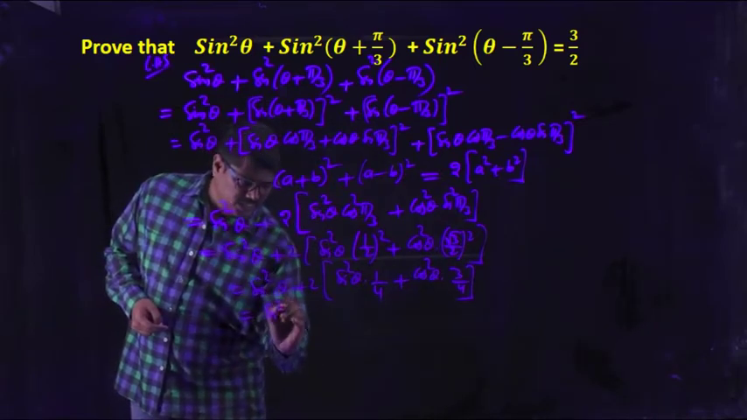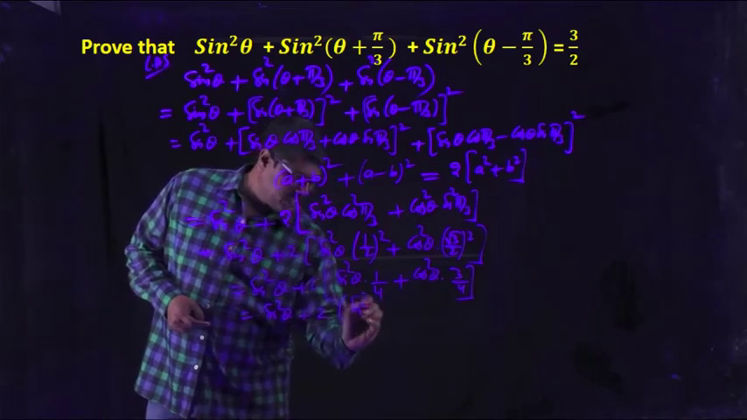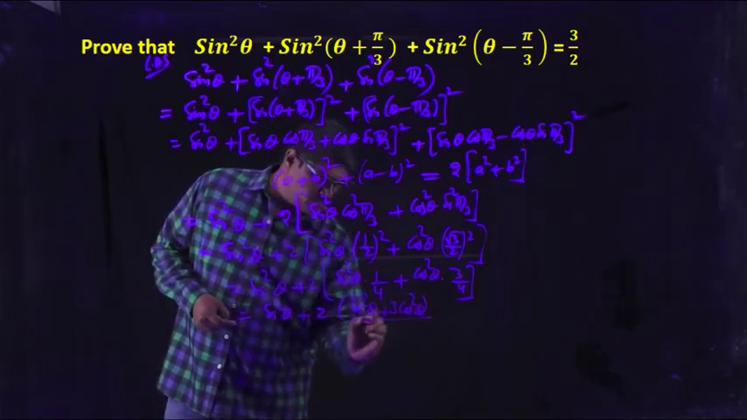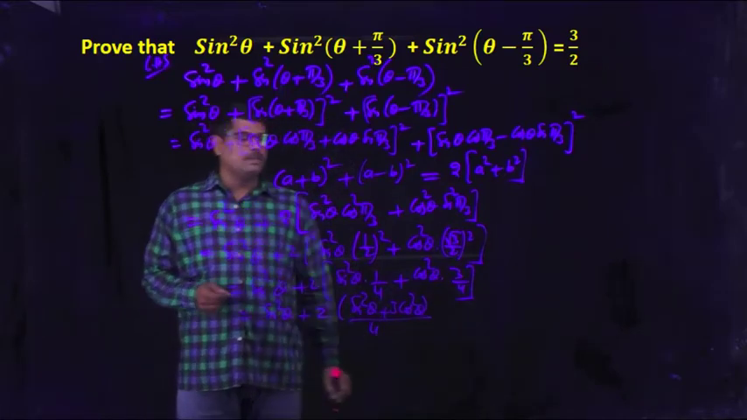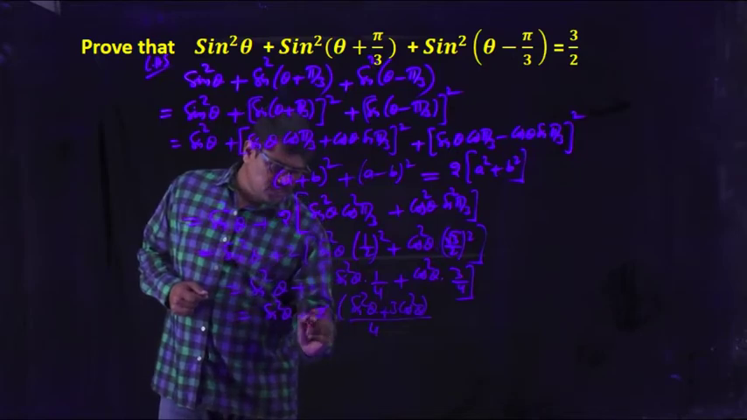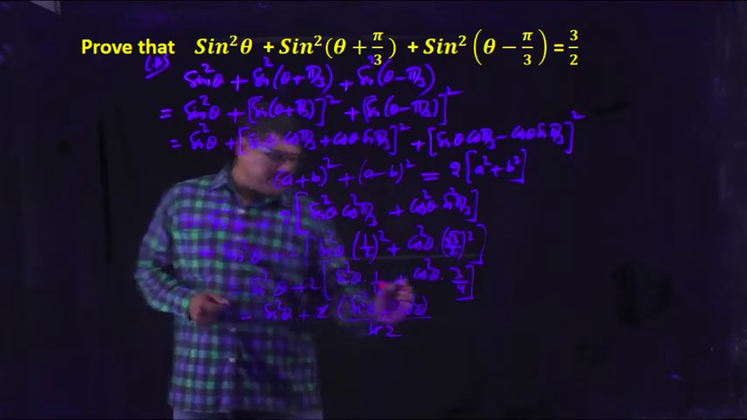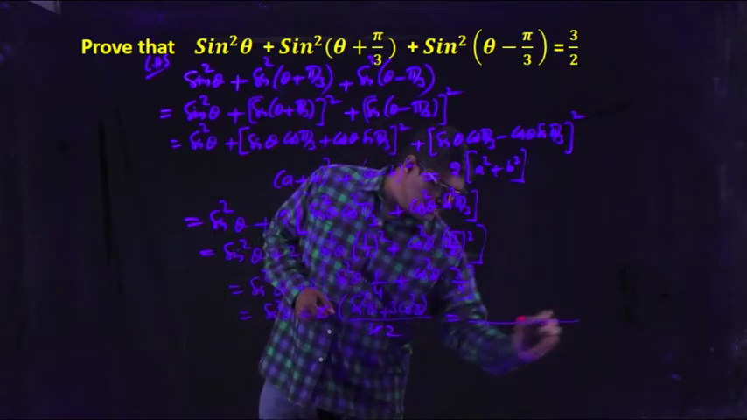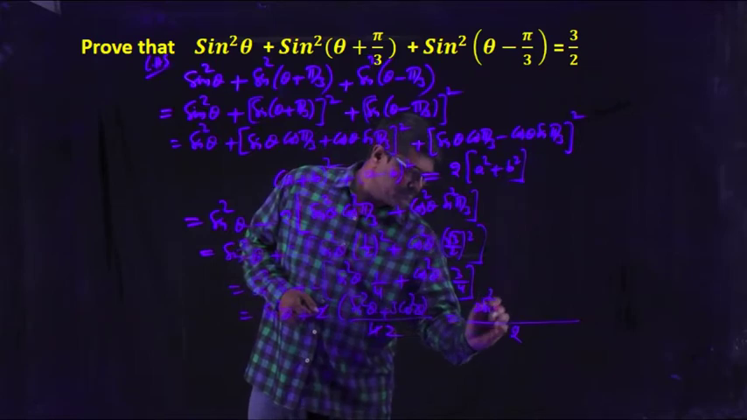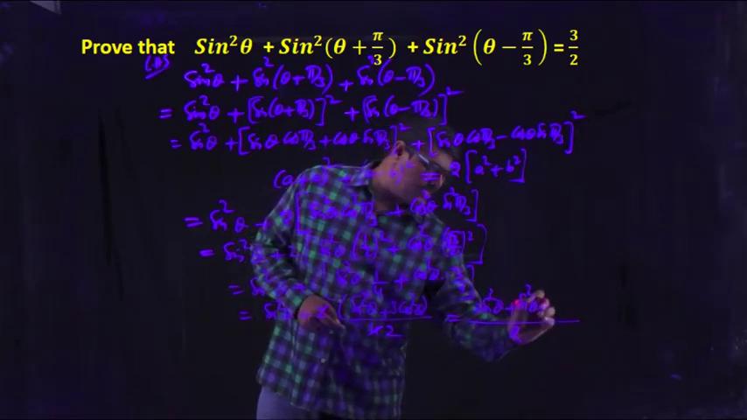Sin square theta plus 2 into sin square theta plus 3 cos square theta, whole divided by 4. Here you can cancel 4 two times. So you will get, taking 2 as the LCM, 2 sin square theta plus sin square theta plus 3 cos square theta.